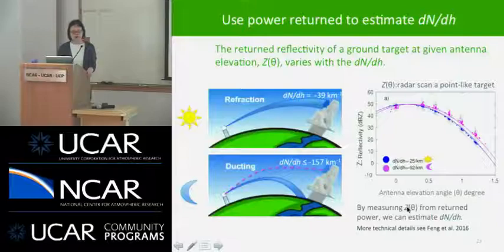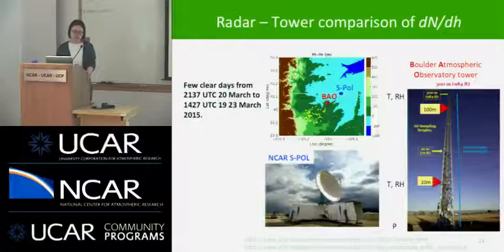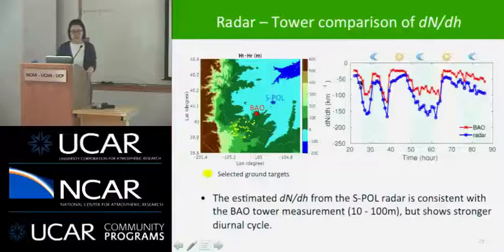So we used the NCAR ISPO radar to estimate the DNDH and compared it with a BAO tower. The BAO tower is here, and this is the target we selected for estimating the DNDH. This is the result. We did a 3-day experiment, and this is the DNDH variation over 3 days. The red one is the BAO tower, and the blue one is the radar estimation. So you can clearly see the diurnal cycle. In the daytime, the reflectivity is higher due to the well-mixed atmosphere, and in the nighttime, you will see differences here. But overall, it's very consistent.